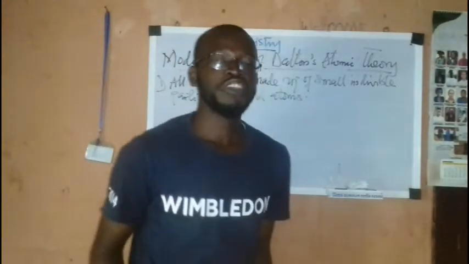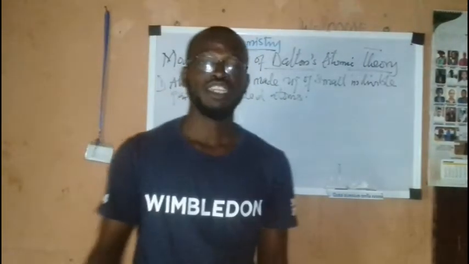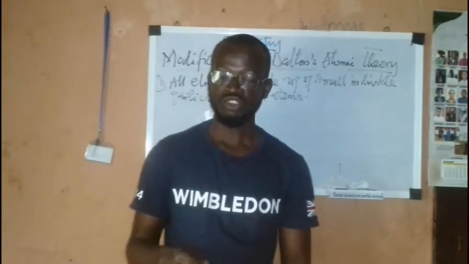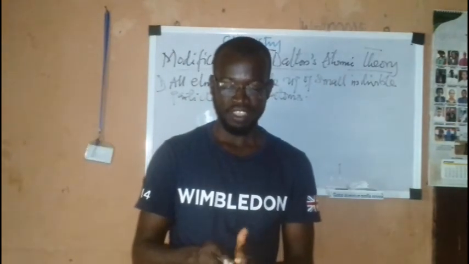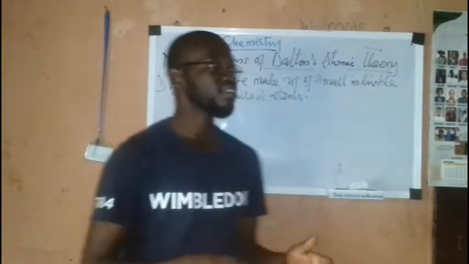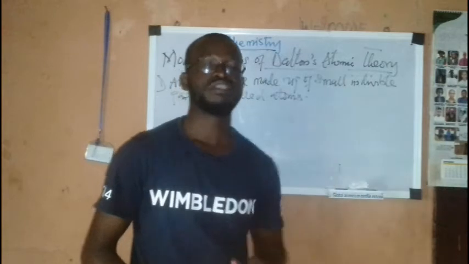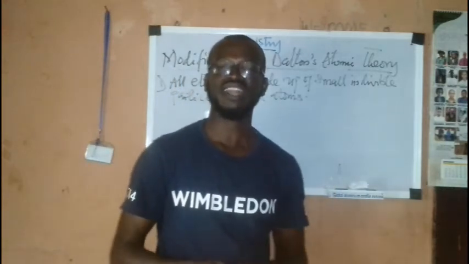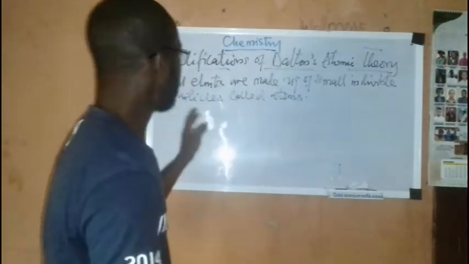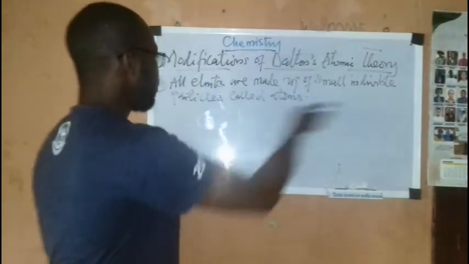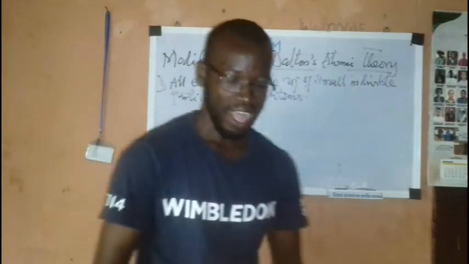Alright, now the modification of Dalton's atomic theory, that is the modern atomic theory. The modern atomic theory came to modify or to correct the limitations in Dalton's atomic theory. Now let's take it gradually, one after another. The first theory by John Dalton says all elements are made up of small indivisible particles called atoms.